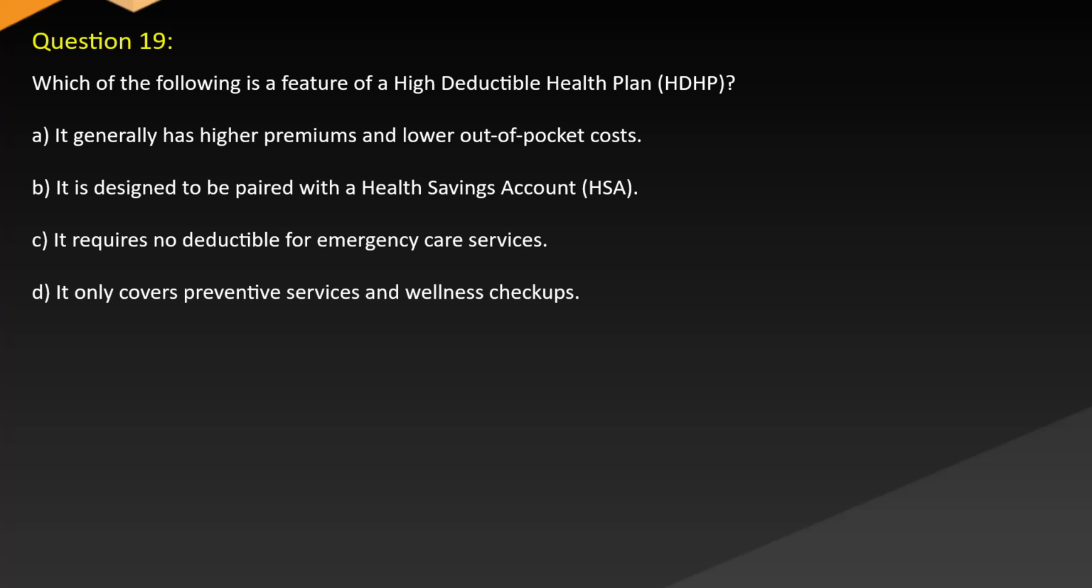Question 19. Which of the following is a feature of a high-deductible health plan? A. It generally has higher premiums and lower out-of-pocket costs. B. It is designed to be paired with the health savings account, HSA. C. It requires no deductible for emergency care services. D. It only covers preventive services and wellness checkups.